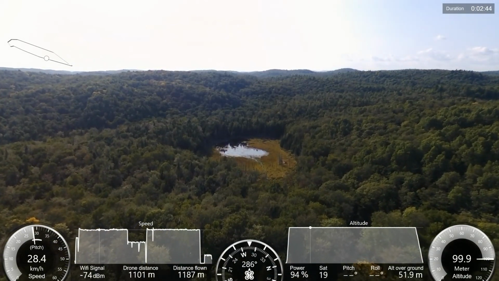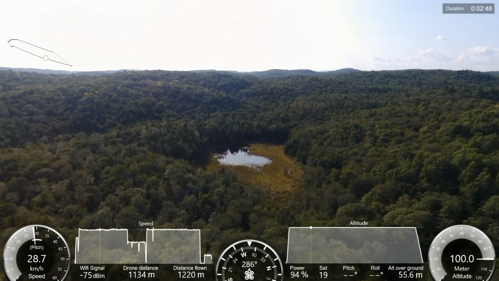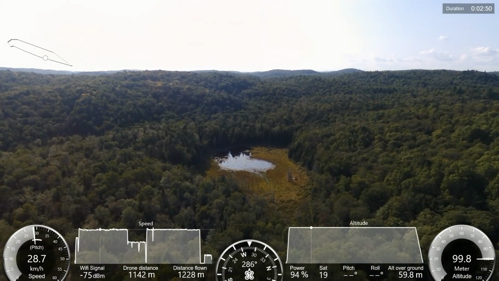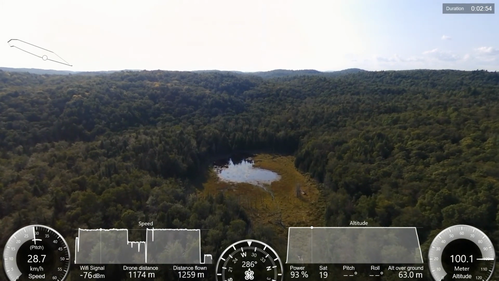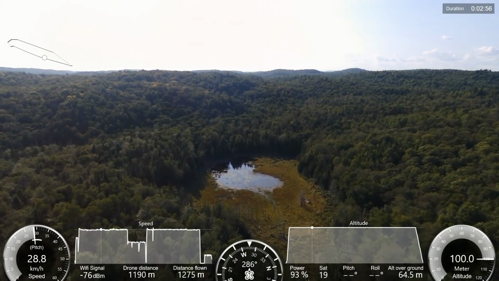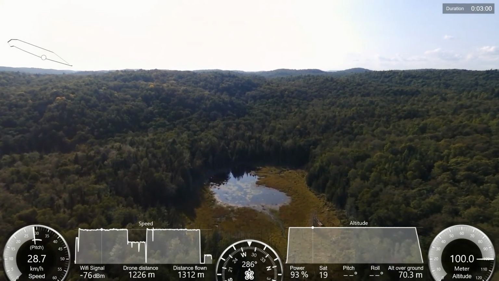The purpose of the mission was to visit a little crater lake, so I'm going to post a separate video on that. This is just a swamp here on the way. What I want to show here is, look at the altitude above ground. We are at about 65 meters. So far the mission looks good.